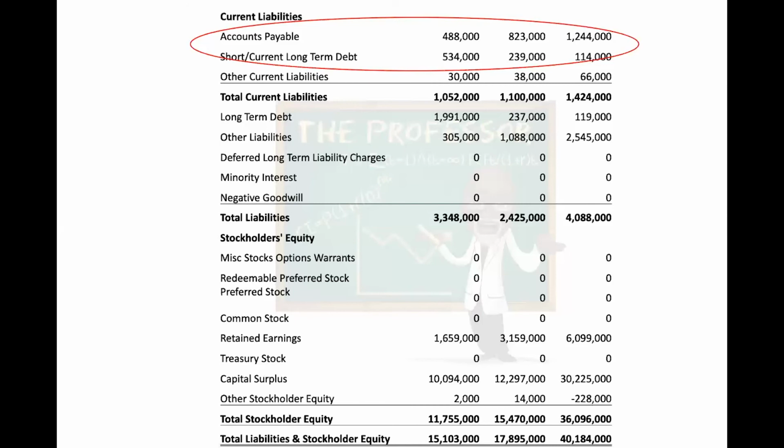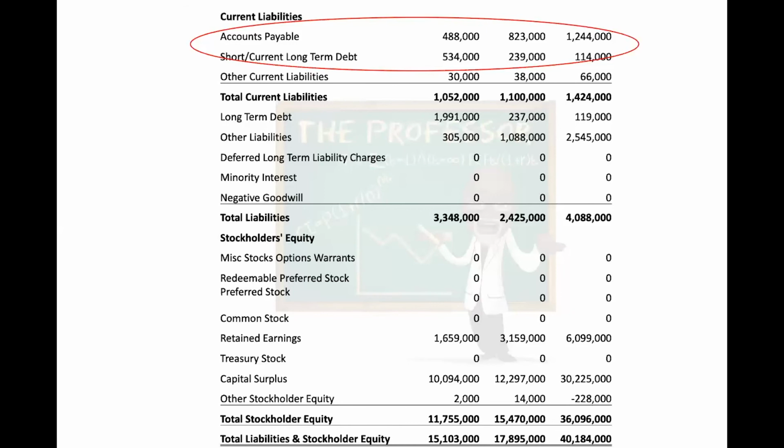You also have our long-term debt. You can see here, our long-term debt has gone from 1.9 billion to 237 million down to 119 million. So long-term debt's been actually reducing. But there's your long-term debt. And again, interest bearing. Now you see there's other liabilities.